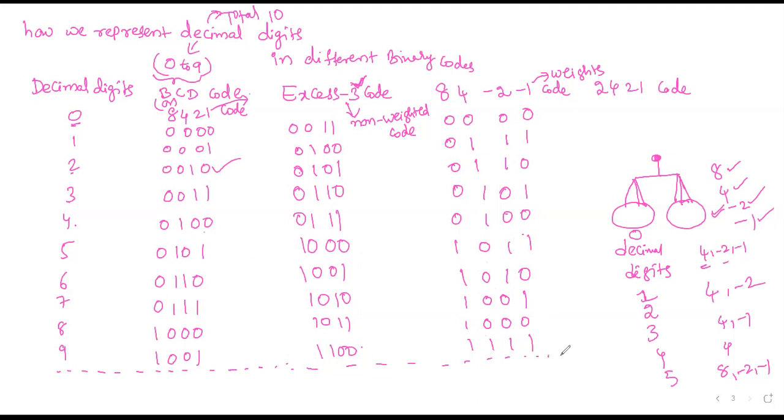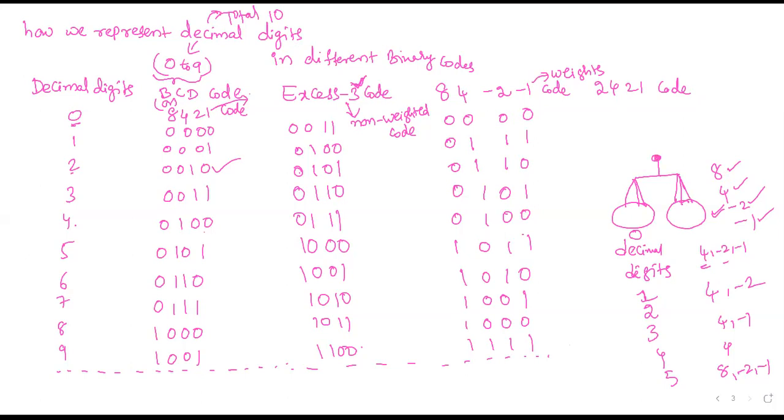Okay, do you understand how to write the decimal digit equivalent in 8 4 minus 2 minus 1? Keep the decimal digits on one side and keep the equivalent weights on the right side. Whatever weights are present, keep 1. For the remaining, keep 0. Do you understand this, or shall I repeat once again? Anyone? Yes, sir, got it.